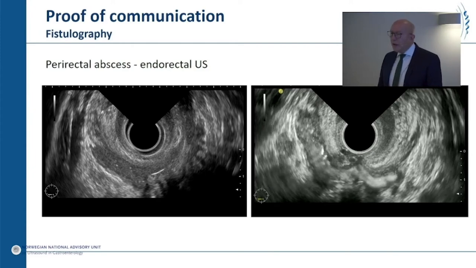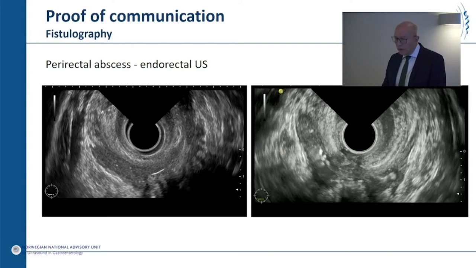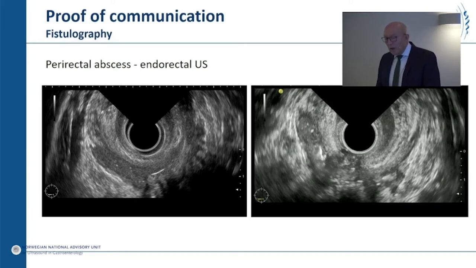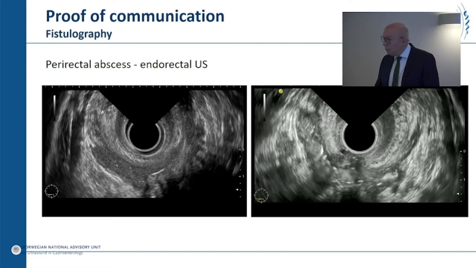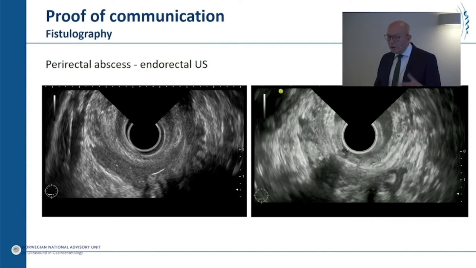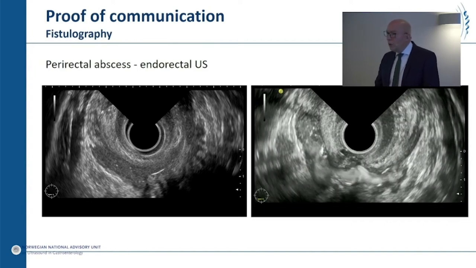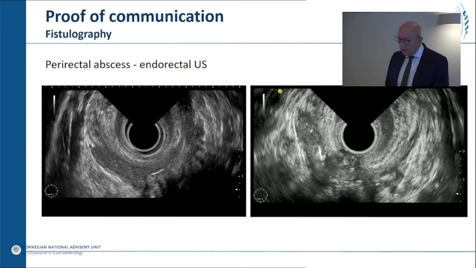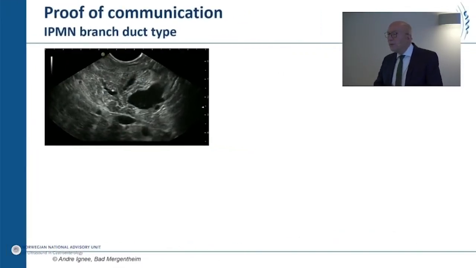Another interesting use of contrast in diagnosis, but it's also interventional, is fistulography, to show a fistula between two compartments, and this one is a fistula between the rectum and abscess, a perirectal abscess, and we can decide using these images on how to intervene, to have a drainage from outside, to a drainage from inside, and you, of course, can combine it with intravenous ultrasound.